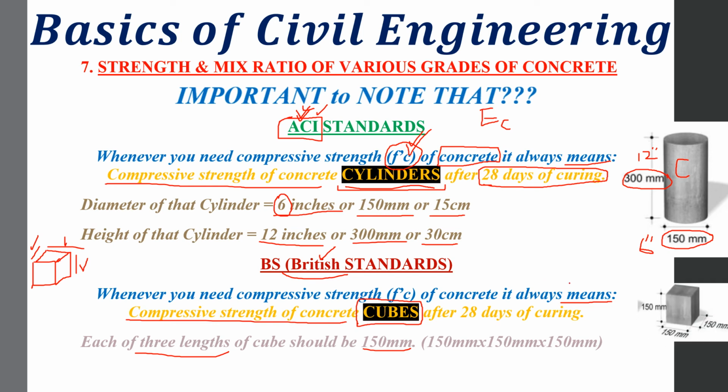So in the figure, you can see this dimension as 150, this dimension as 150, and this dimension as 150 millimeters. Keep in mind, I'm telling you again that for ACI standards, you have to use concrete cylinders to determine the compressive strength of concrete, and for British standards, you have to use concrete cubes. But the time interval for testing the cylinders and cubes is the same, that is after 28 days of curing.